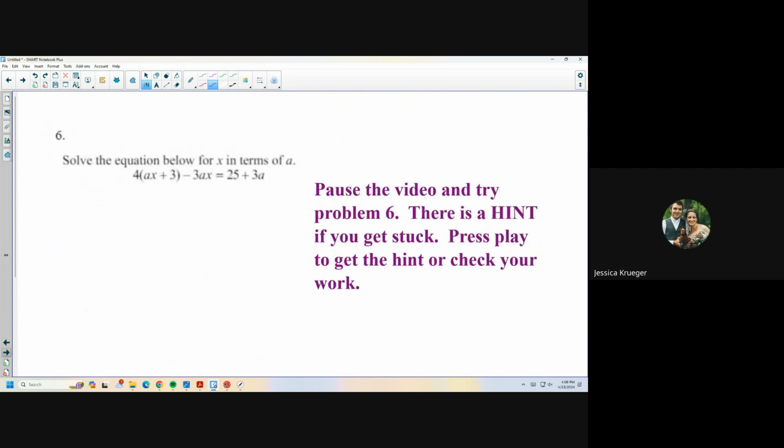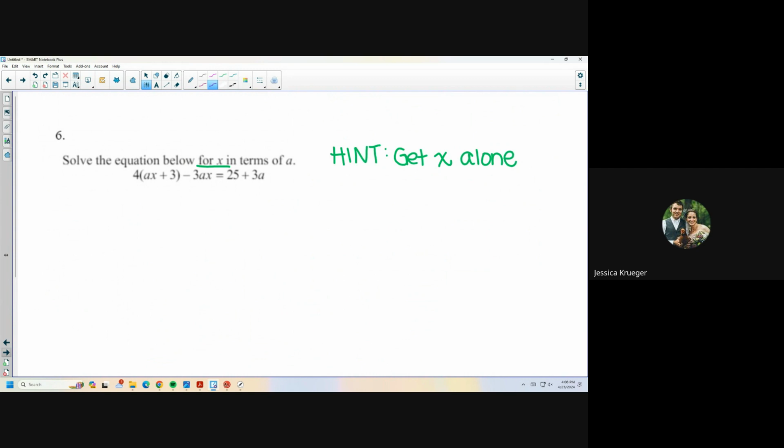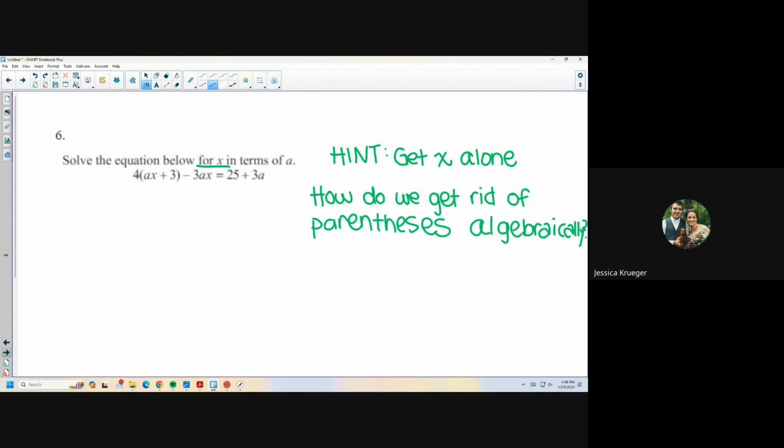Okay. Next one, number 6. Pause the video and try. Here comes your hint. You're trying to get X alone. There is a second hint. So if you're still stuck, keep watching. Here's hint number 2. How do we get rid of parentheses algebraically? How do I get rid of those? There's a hint. Pause it, give it a try, and then come back to check your answer.